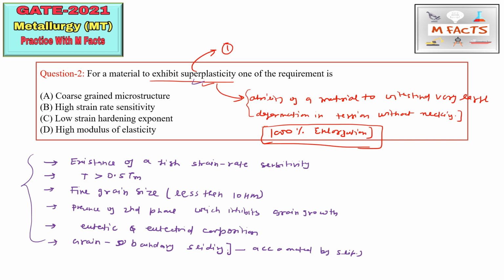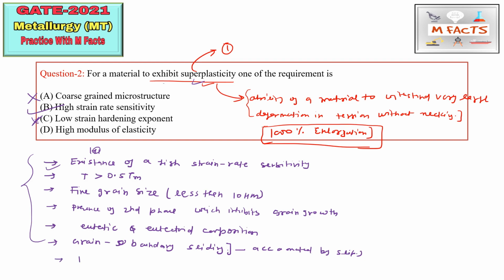For superplasticity, they are asking for a material to exhibit it; one of the requirements is a coarse-grained microstructure. So this is wrong, because I already told you fine grain size is the requirement for superplasticity. High strain rate sensitivity: this is correct, because high strain rate sensitivity is required for superplasticity to happen. Low strain hardening exponent, no.